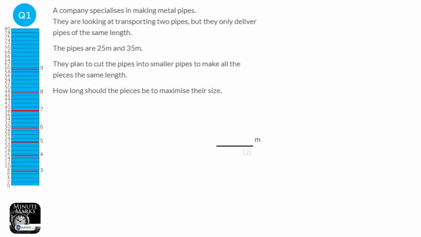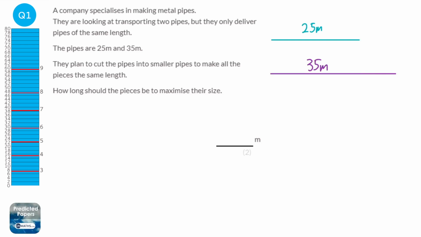So if we imagine we've got the 25 metre pipe here, and we've got the 35 metre pipe here. The question's basically asking us what can we cut all these pipes into, and they all have to be the same length that will fit with the 25 metre and the 35 metre. And essentially what this question's asking is what is the highest common factor of 25 and 35.